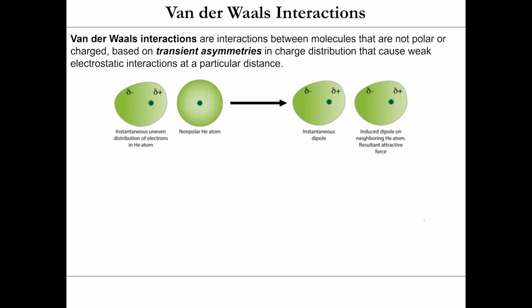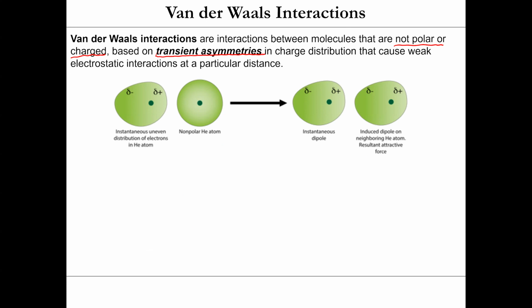And the last non-covalent interaction that we're going to talk about are van der Waals interactions. These ones are a little interesting. Van der Waals interactions are interactions between molecules that are not polar or charged, but that can have transient asymmetries in the charge distribution. And this can cause weak electrostatic interactions when these two molecules are at a particular distance.